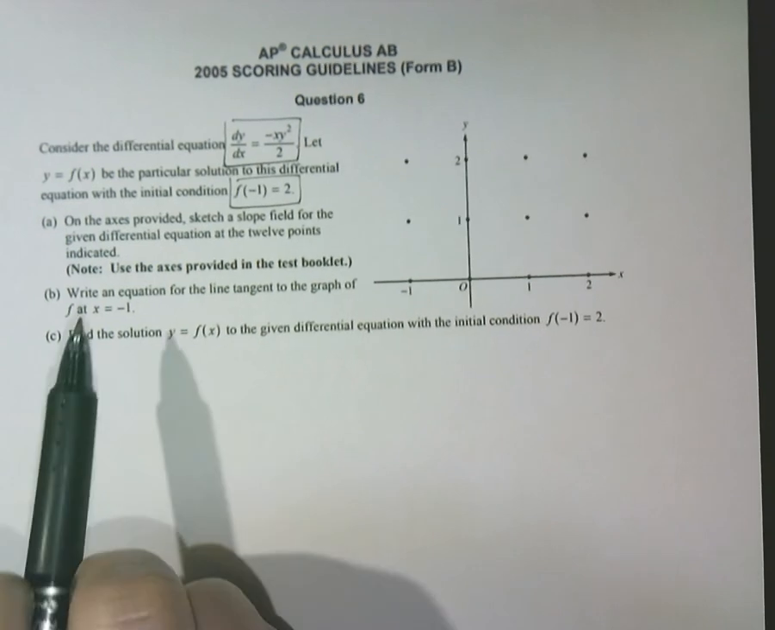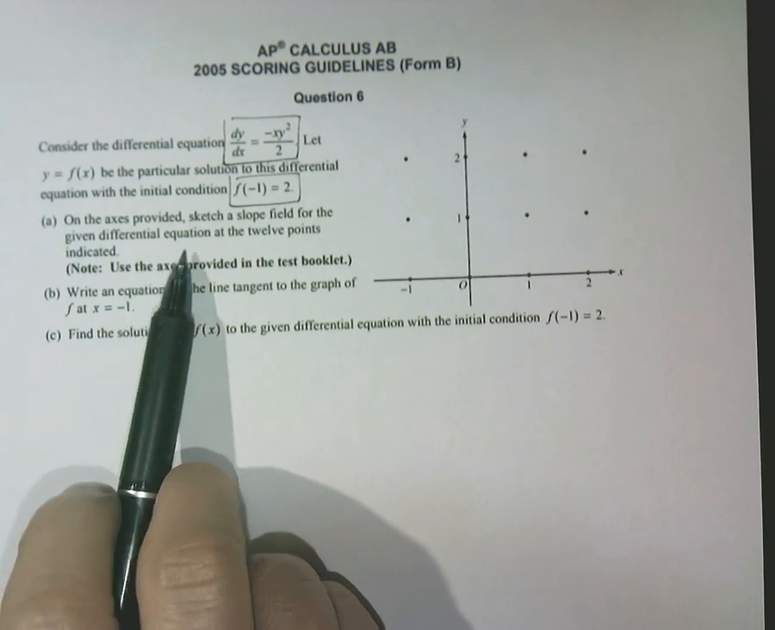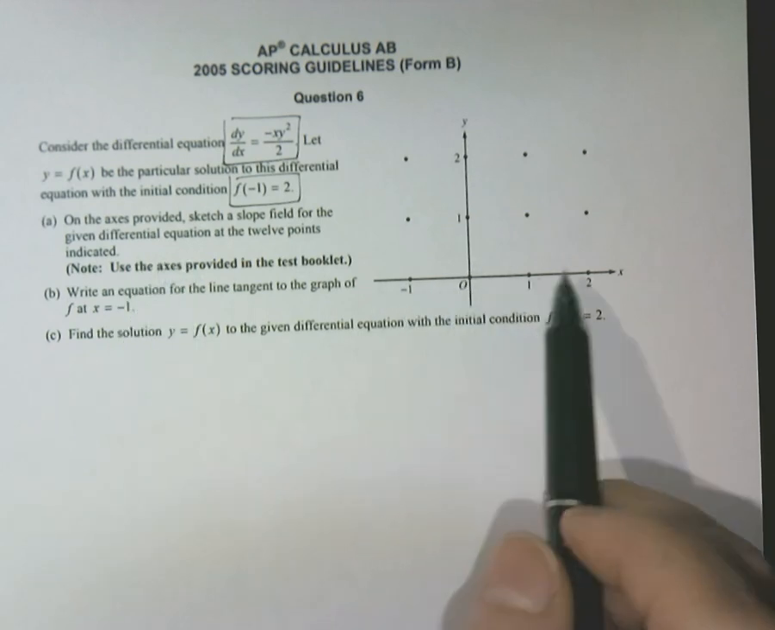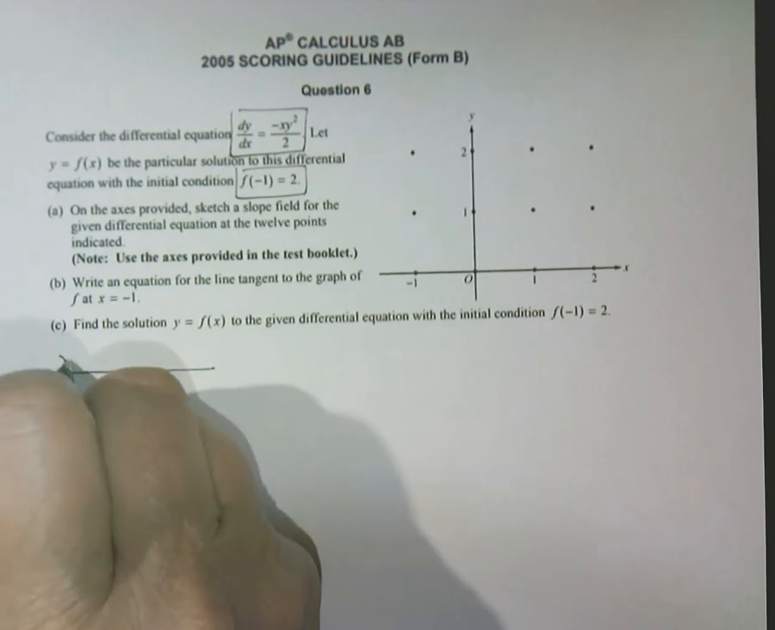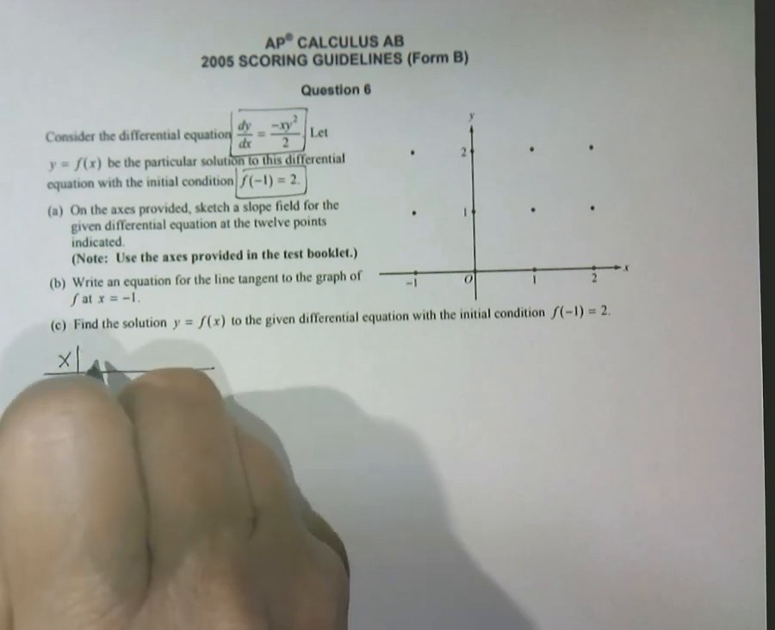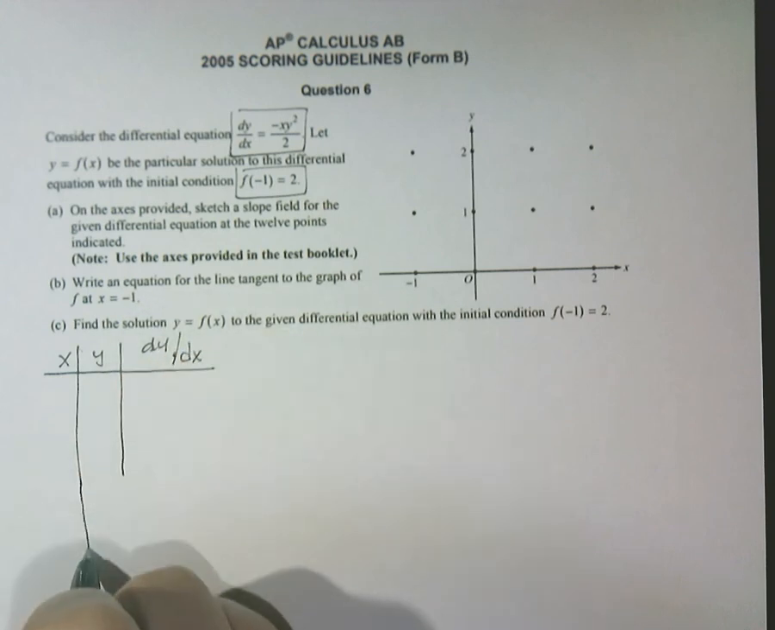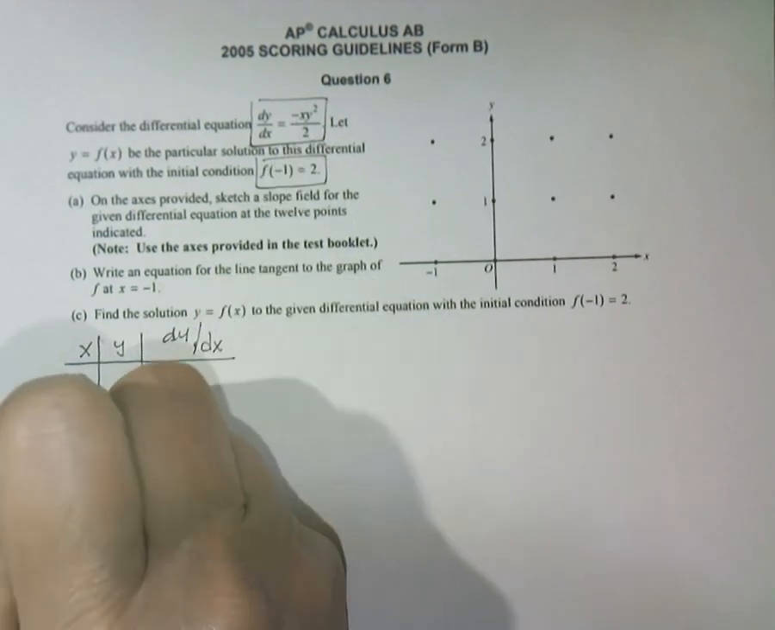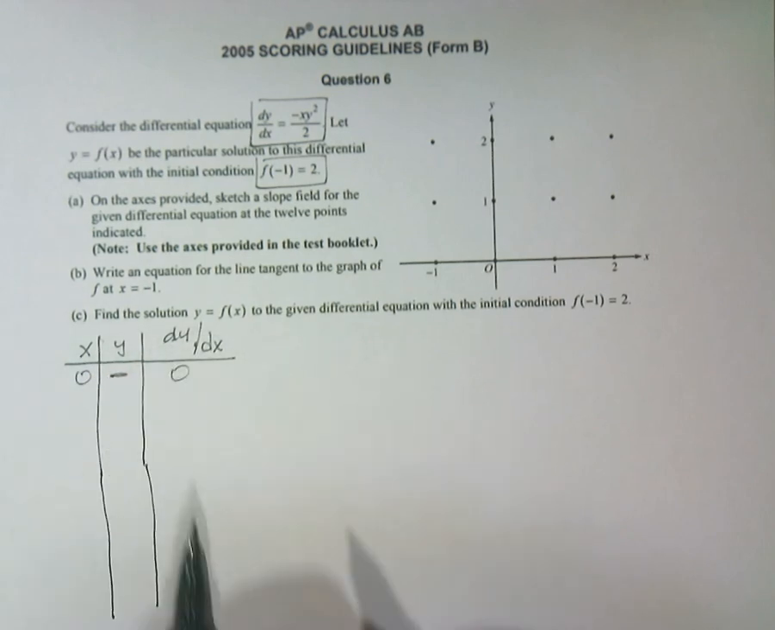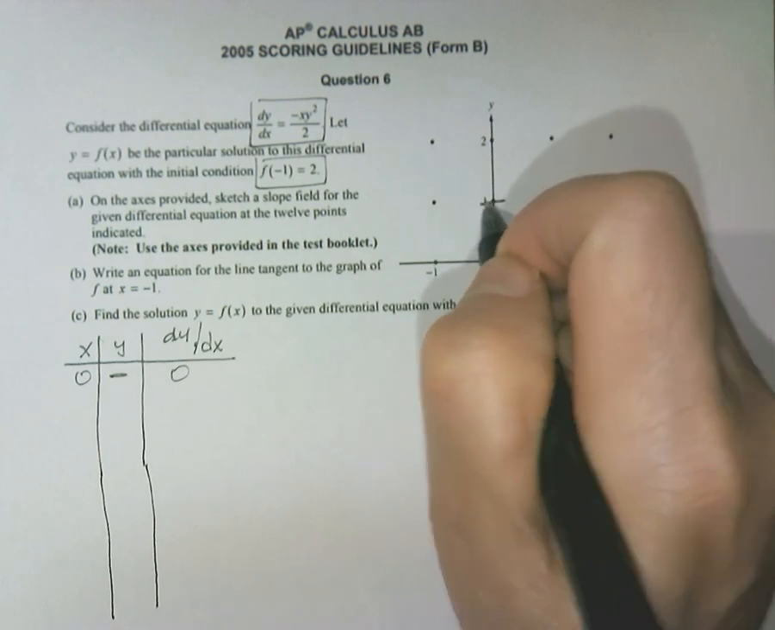So let's first look at what we need to do. It says, on the axis provided, sketch a slope field for the given differential equation at the 12 points. So they actually have marked these points that they want you to work on. So I'm going to do a chart, but I'm going to look for patterns, because if I don't look for patterns, it's going to take me too long. So kind of like the last one. If x is 0, no matter what y is, I'm going to get a slope of 0. So x is 0 here, here, and here.